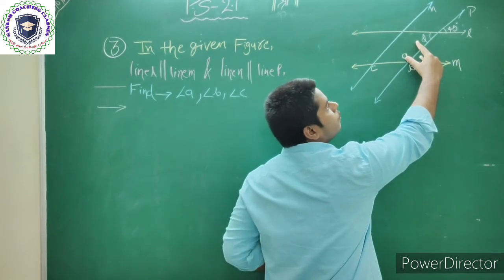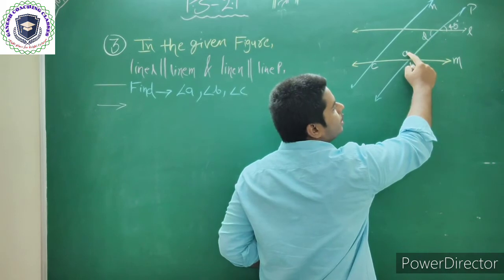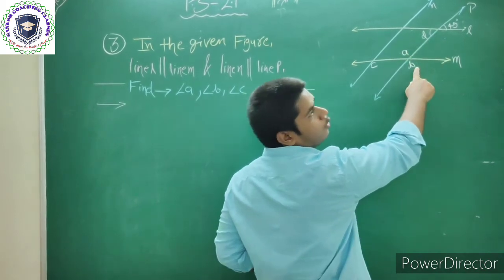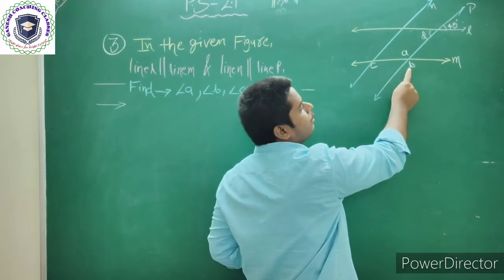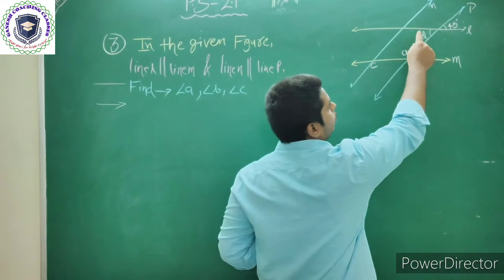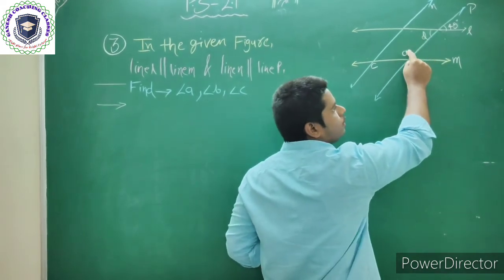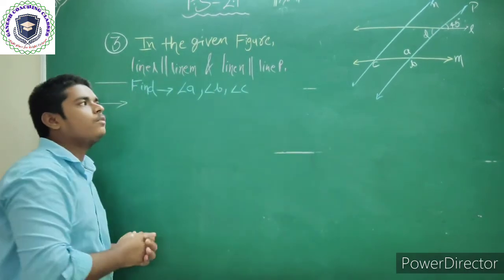By which property? Interior angles theorem. If we get the value of A, we can find the value of B by the vertically opposite angle, and B and C are corresponding to each other. So if we find the value of D, indirectly we will find the value of A as well as B and C. So first of all we have to find the value of D.